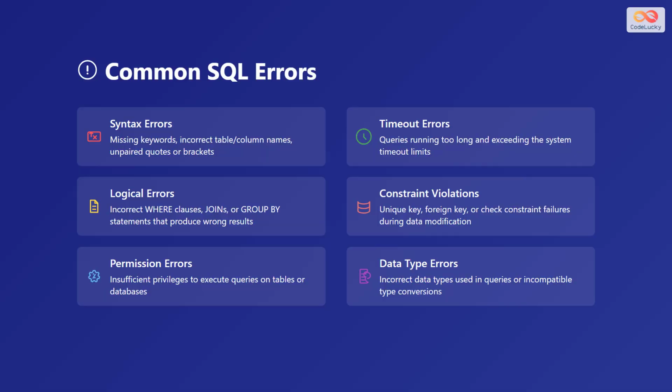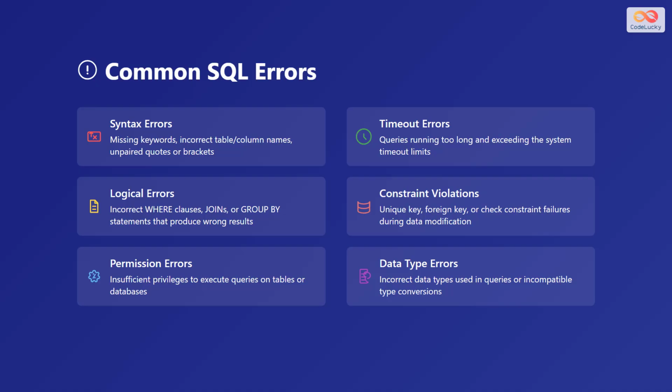Let's explore some common SQL errors you might encounter. First, syntax errors. These occur when you have missing keywords, incorrect table or column names, or unmatched quotes or brackets in your SQL statements. Second, logical errors. These are caused by incorrect WHERE clauses, joins, or GROUP BY statements that lead to wrong results, even if the query runs without crashing. Third, permission errors. These arise when you do not have sufficient privileges to execute queries on certain tables or databases.